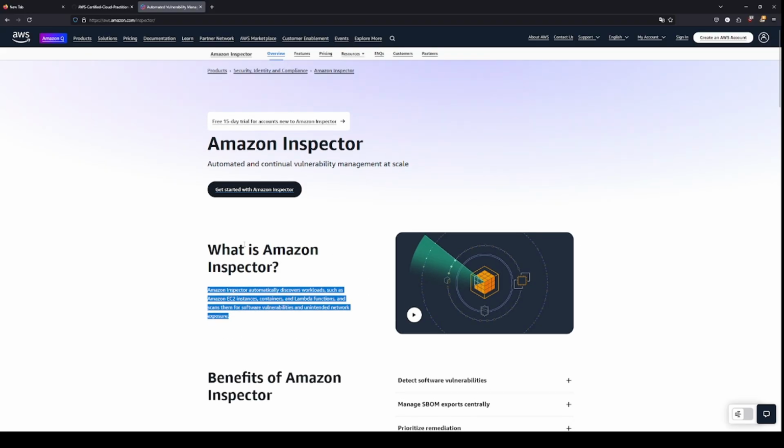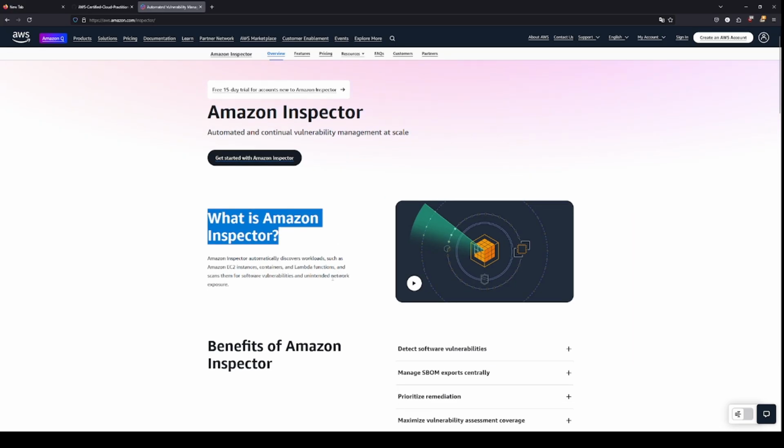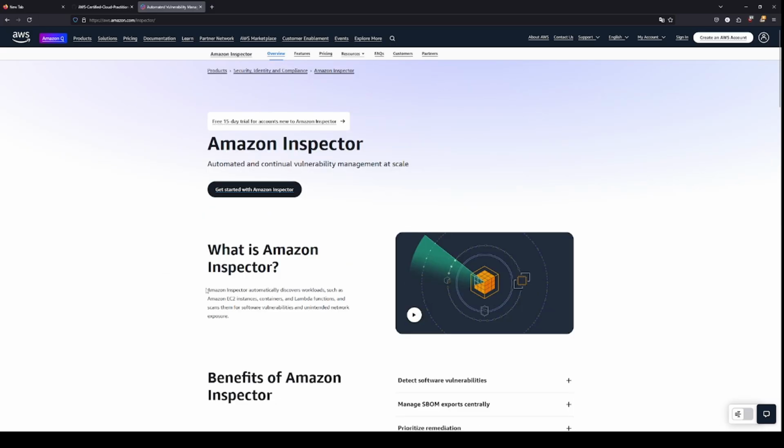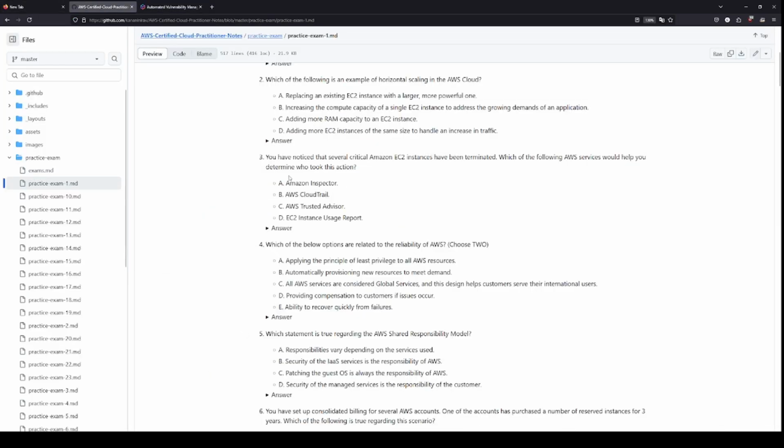So Amazon Inspector is like a built-in Amazon antivirus, and it works on EC2 instances, containers, and Lambda functions. It's interesting that it works on Lambda functions because that's serverless compute. So it does look for vulnerabilities, and that's kind of a key theme here, that everything on this list is looking for something, right?